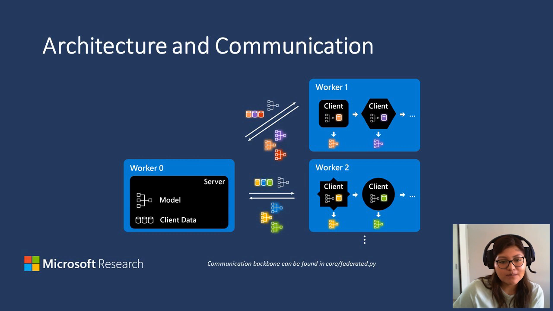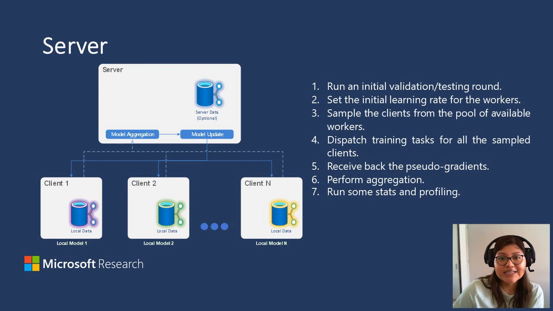FLUTE uses the library of message passing interface, well known as OpenMPI, for its communication backbone, which is defined in federated.py. Once the server is instantiated, it acts as the orchestrator, which takes care of the following.